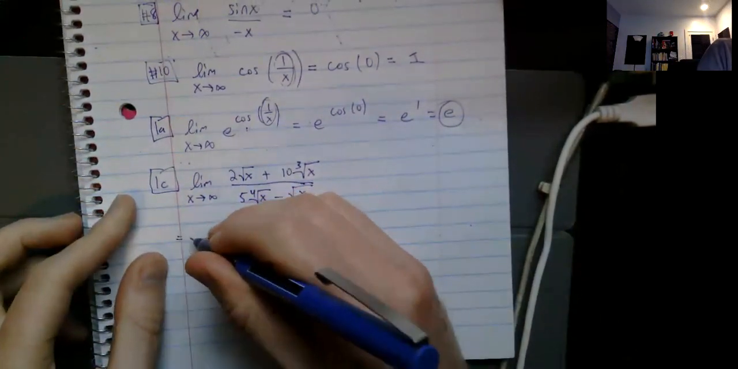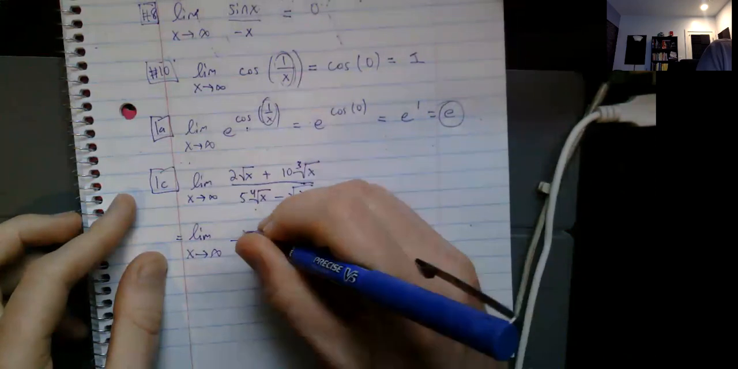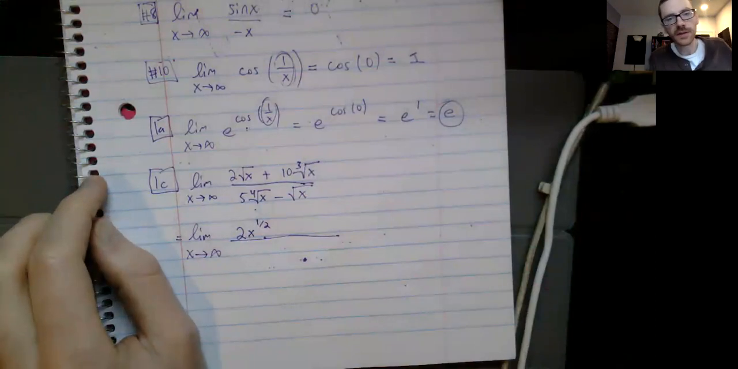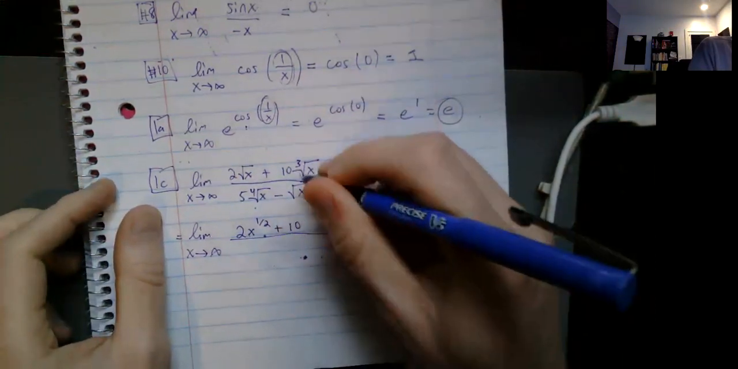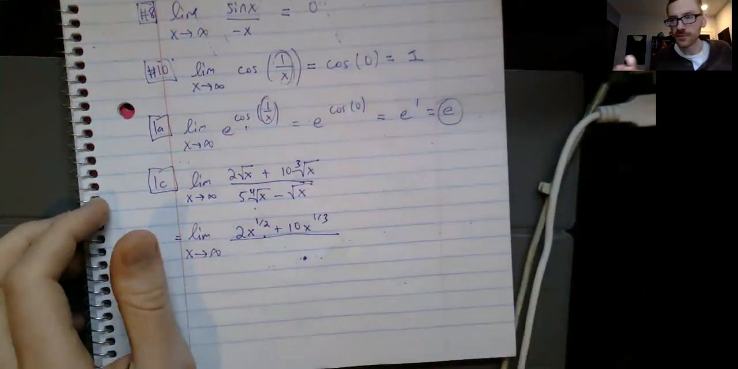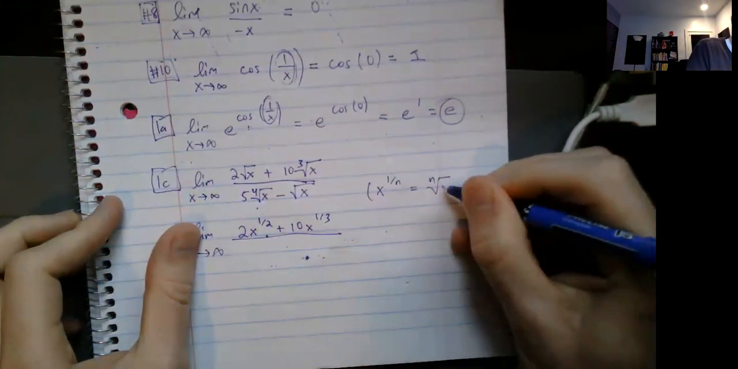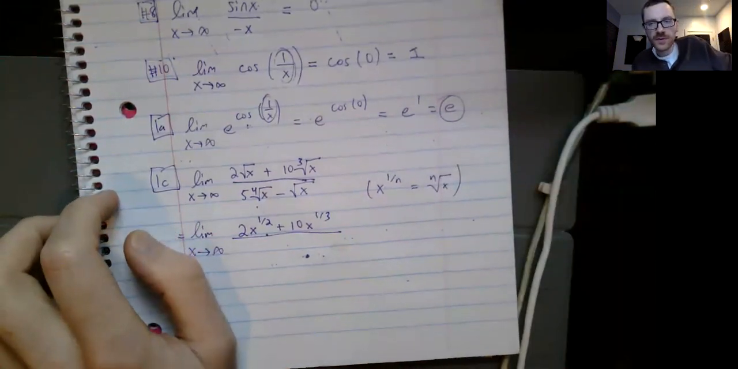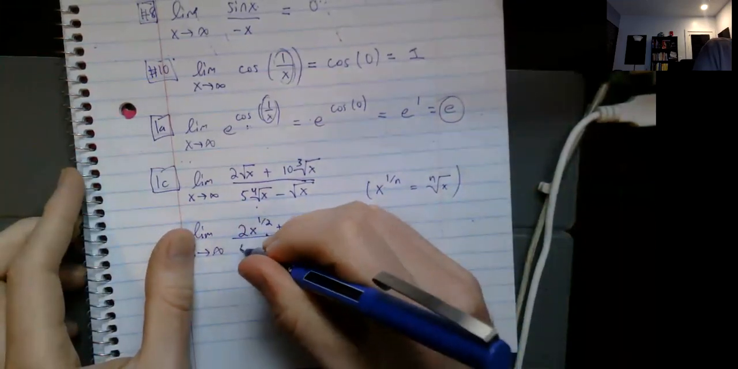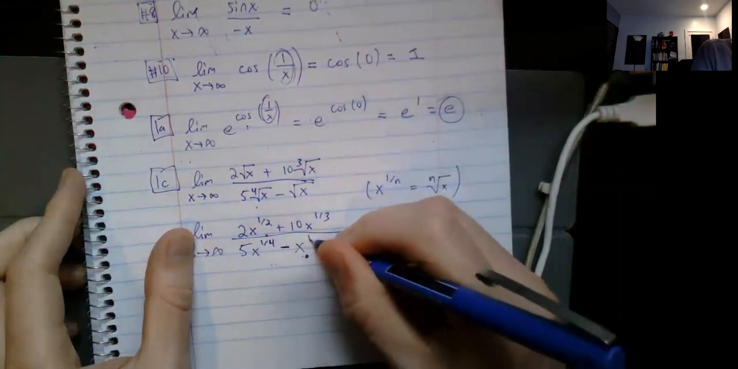So this is the limit as x goes to infinity. 2 times the square root of x, that's just 2 times x to the 1/2, right? Square root of x is nothing more than x to the 1/2. Plus 10 times the cube root of x. Well, the cube root of x is simply x to the 1/3, right? This is our exponent rules. Remember, just recall that x to the 1 over n is the nth root of x. You just have to remember that exponent rule. That's what I'm using here. And then at the bottom, I've got 5 times the fourth root of x. Well, that's 5x to the 1/4. And then minus square root of x, that's nothing more than x to the 1/2.